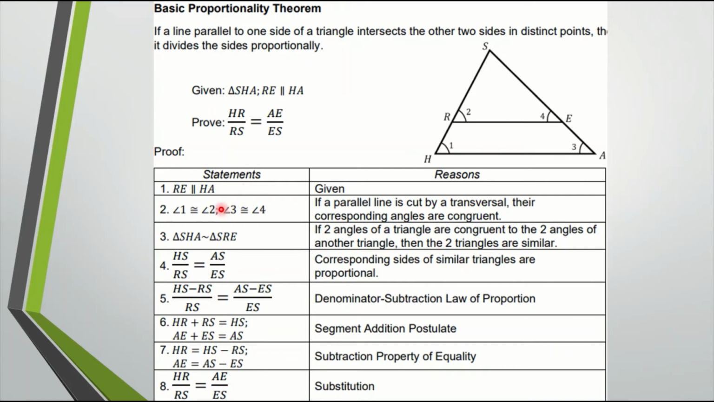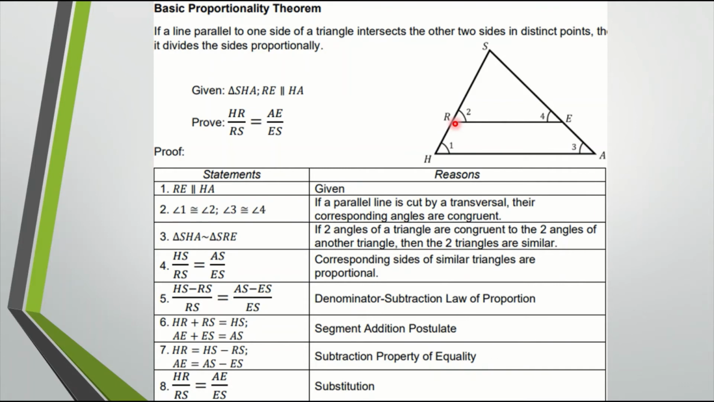Angle 1 is congruent to angle 2. Angle 3 is congruent to angle 4. Paano nangyari yon? The reason is, if a parallel line is cut by a transversal, their corresponding angles are congruent. Ibig sabihin, pag nag-cut ka, okay, ang magiging corresponding angles mo ay congruent.